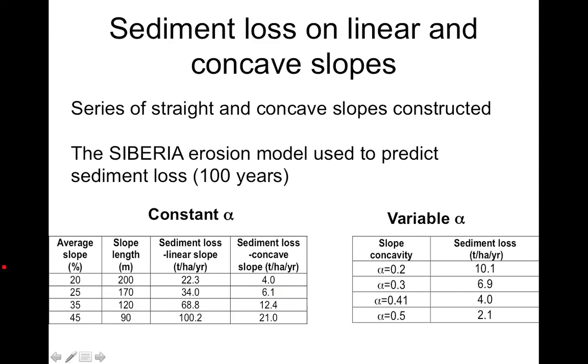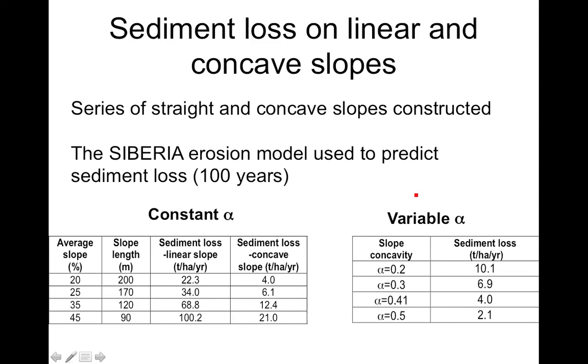You can see in each of these cases, comparing the linear slope with the concave slope, we had much less sediment transport from the concavity. And that's because of this change in slope with distance. We get a decrease in slope towards the bottom of the hill. And this leads to a decrease in the flow velocities and a resultant decrease in the sediment transport rates.